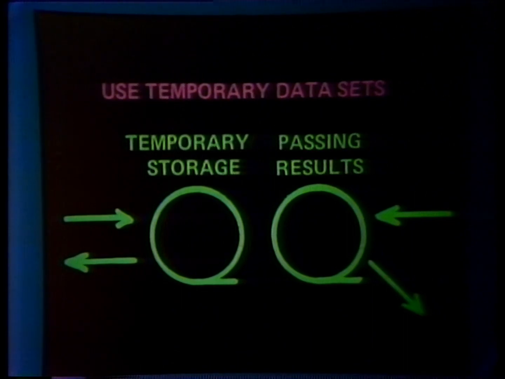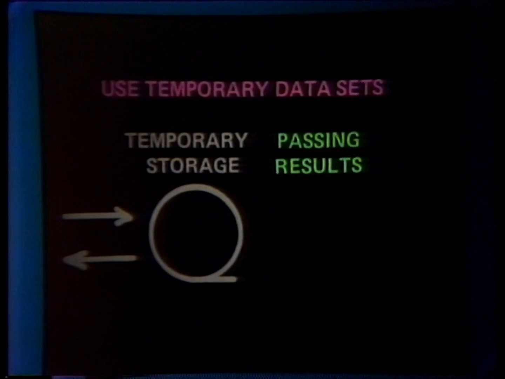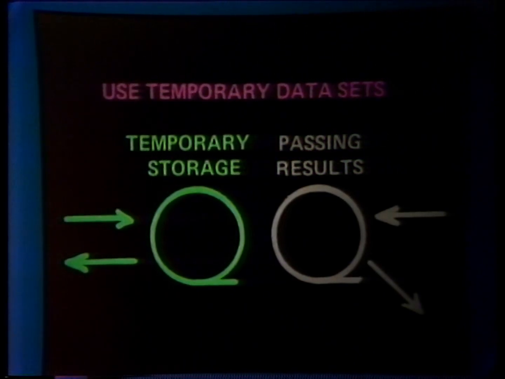Well, that completes the illustration of when it's appropriate to pass intermediate results between steps of a job. A temporary data set should be used for that purpose, and we've shown the coding that would accomplish it. To summarize, you should use temporary data sets to store intermediate results within a program. And you should use a temporary data set when you need to pass an intermediate result from one step in a job to another following step in the same job.